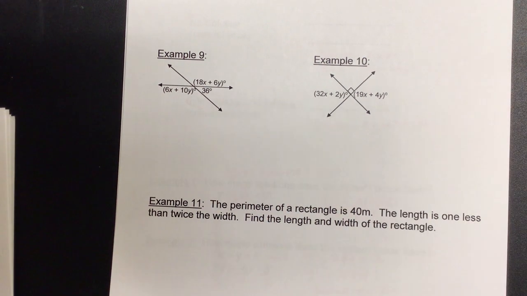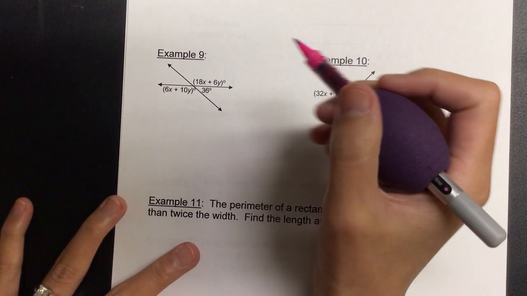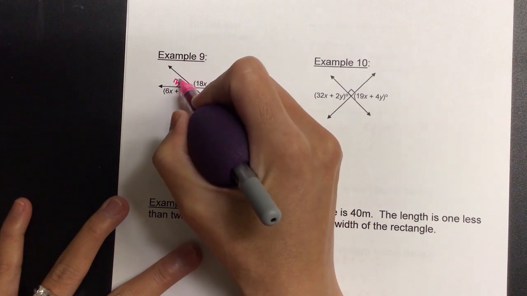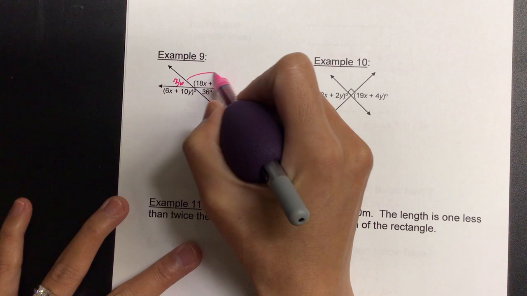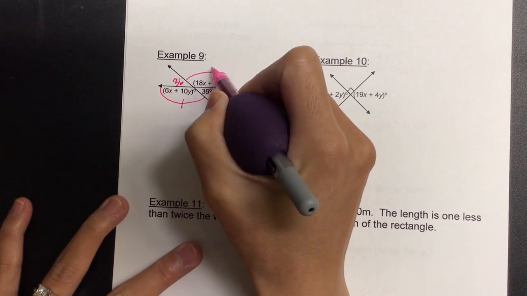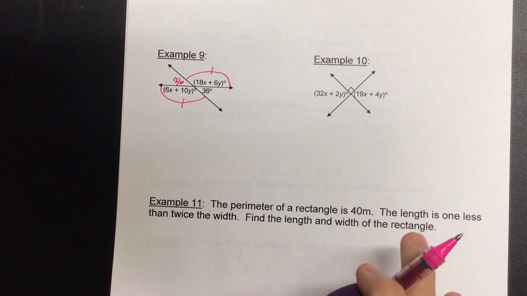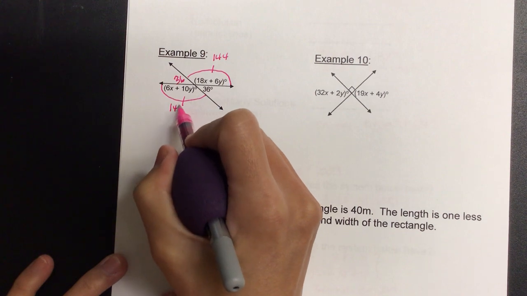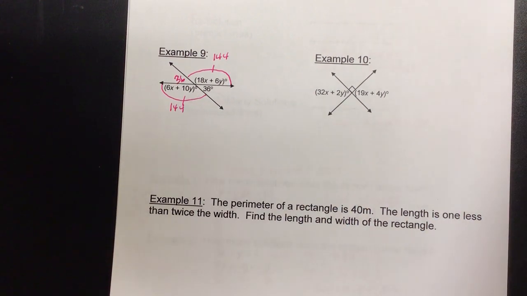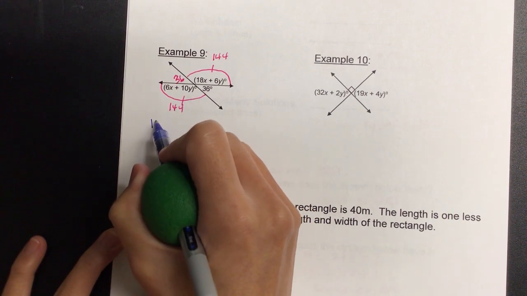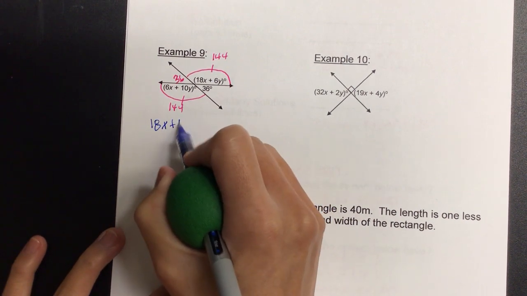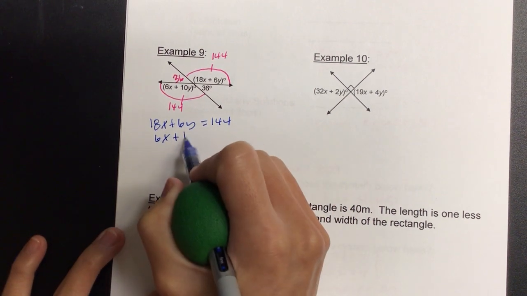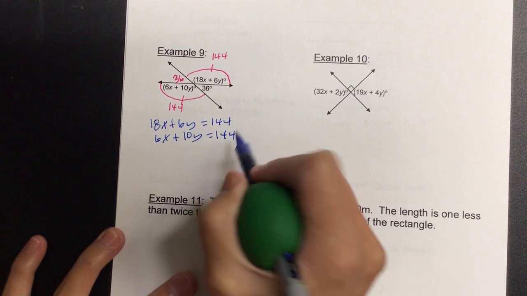Let's do number 9. Okay, on number 9, vertical angles are always what to each other? Congruent. So I know this is also 36. And then we have a linear pair. And these two are vertical angles. So how many must be that pair? If that's 36, the other must be 144 and 144. So let's use elimination for this one. So I'm going to set 18x plus 6y equal to 144. And then 6x plus 10y equal to 144.